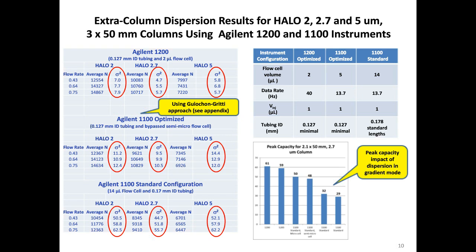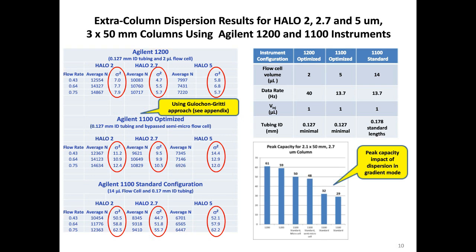This impacts not only isocratic plate count, but in the bottom right I'm showing that even for a gradient separation on a 2.1 by 50, 2.7 micron column, your peak capacity is actually halved between the optimized 1100 system and the standard 1100 system, going from about 60 peak capacity down to close to 30.